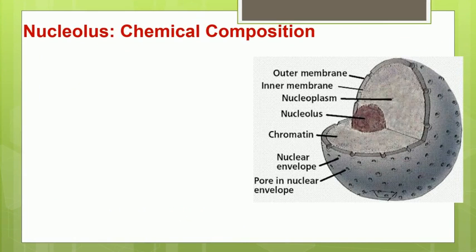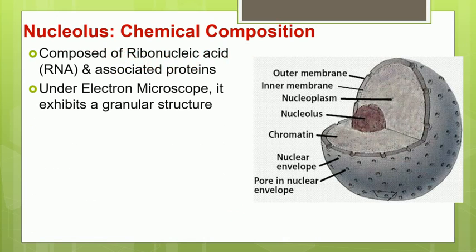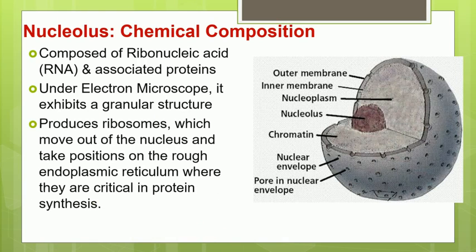Now let us study the chemical composition of the nucleolus. So this nucleolus is composed of two components, that is RNA, which stands for ribonucleic acid, and some proteins. Okay, so if there is a question, what is the chemical composition of the nucleolus? The nucleolus is made up of RNA plus proteins. If you observe the nucleolus under an electron microscope, it will show you a granular structure. Okay, so it will show a dense granule-like structure present inside the nucleus.